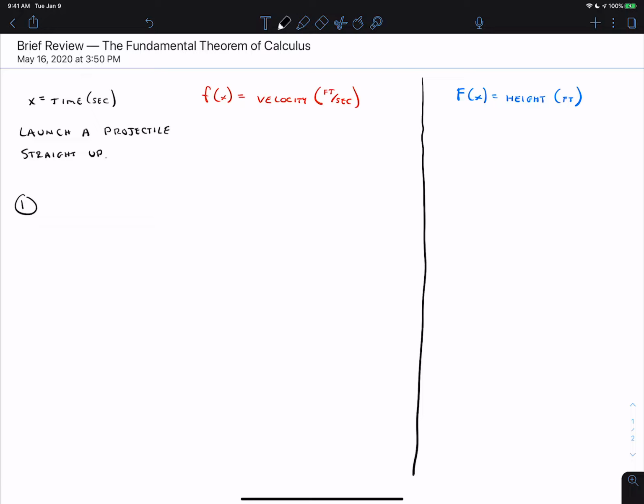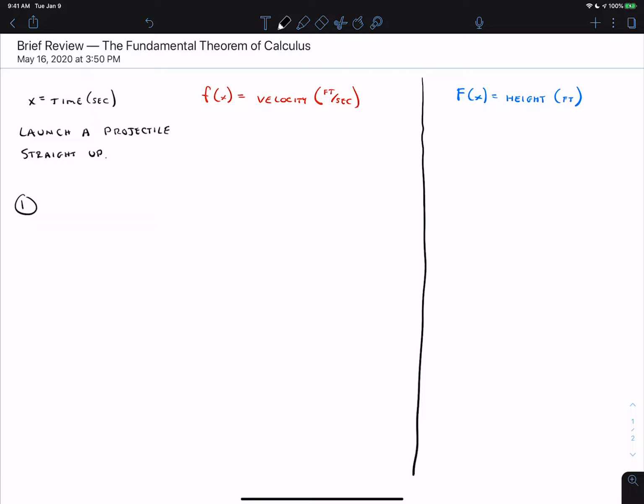So on the left, you only have the formula for velocity. We're not going to actually get a formula, but we're going to act as though we have one. On the right-hand side of the screen, we're going to act like the only function we've got is the height function, and we don't know the velocity function.